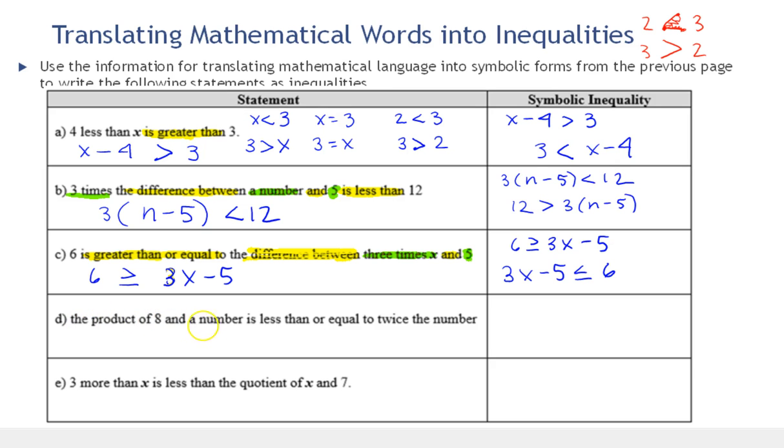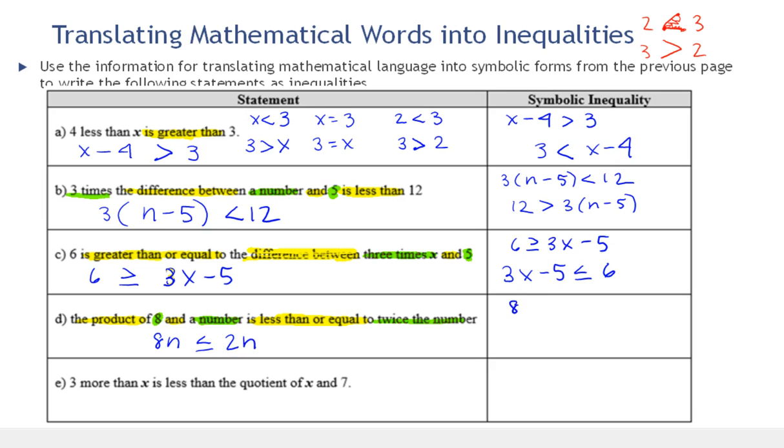The product of 8 and a number is less than or equal to twice the number. Okay? So here's our comparative. This is our left-hand side. This is our right-hand side. The left-hand side is the product of, here's my end, it's 8 and a number, and the right-hand side is just twice a number or 2 times a number. Okay? So the product of 8 and a number is 8 times n, or 8n, is less than or equal to twice the number.